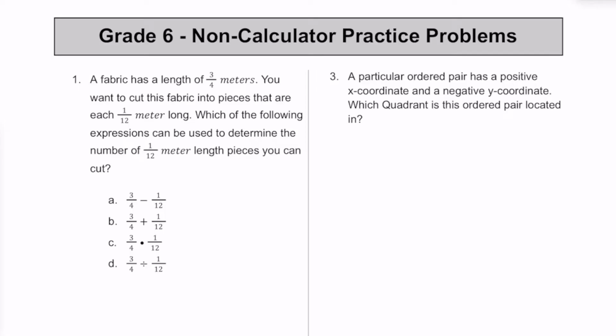In number 1, it looks like we have a fabric that has a length of 3/4 meters. We're going to go ahead and cut this fabric into little pieces, and each of these pieces is going to measure 1/12 meters long. The question is which of the following expressions can be used to determine the number of 1/12 meter length pieces that we can cut?